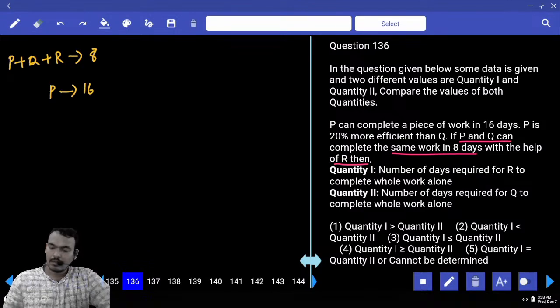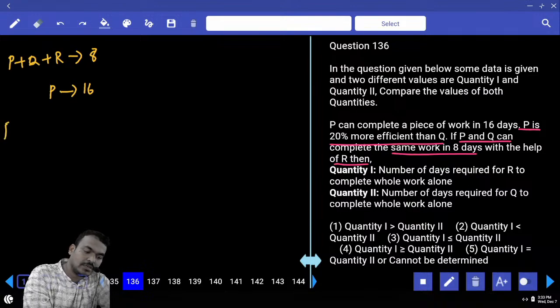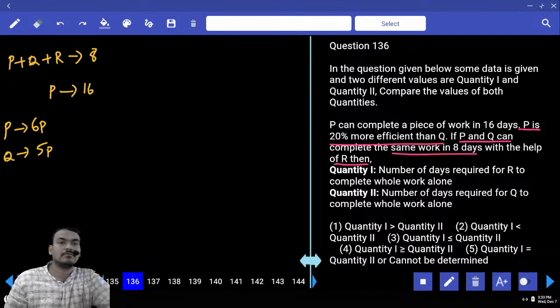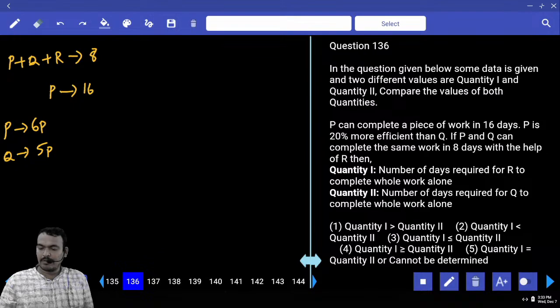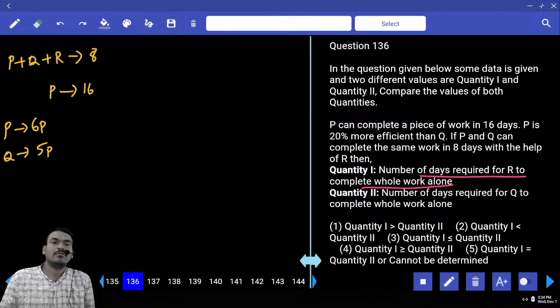Yes or no? What is the question here? P is 20% more efficient than which one? Q. Suppose I consider Q efficiency 5 parts, P efficiency 6 parts. Yes or no? Next, what is the question here? Number of days required for R to complete the whole work or remaining work? Whole work, or not? Which one's days do we need? R days or P days? R days, or not? Okay.